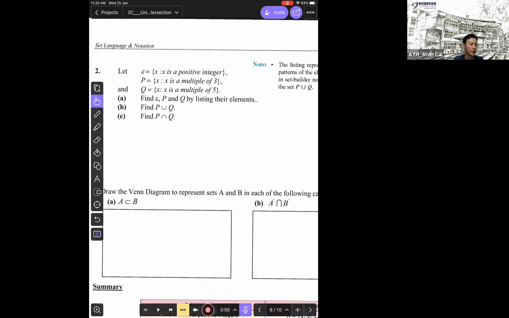Okay, so question number 2, we're going to list down the universal set, P and Q. That's the part A question, so we're going to start with that. The universal set is given that x is a positive integer. So positive integers, once again, start with 1, dot, dot, dot, and that's it. We just put dot, dot, dot because it's never ending. There's no upper limit given.